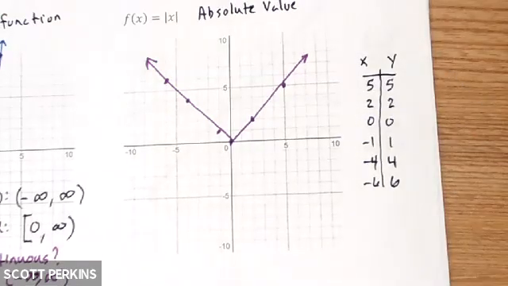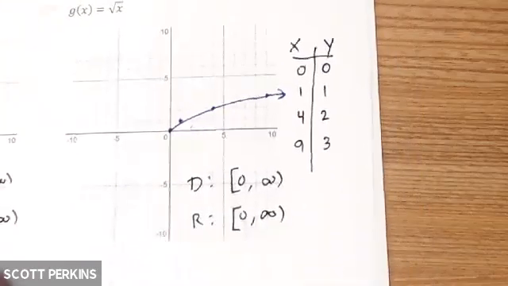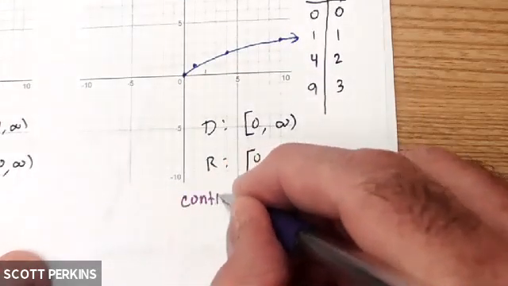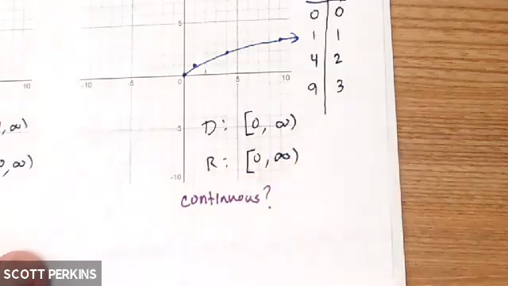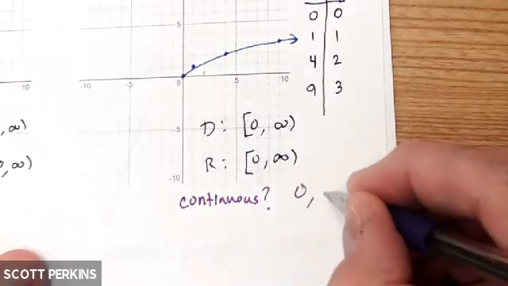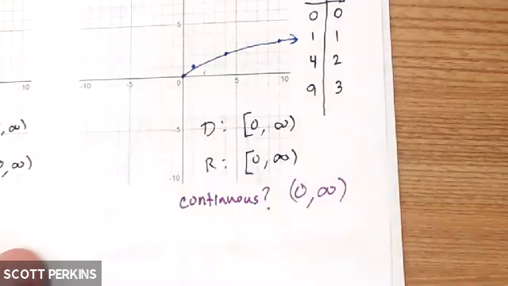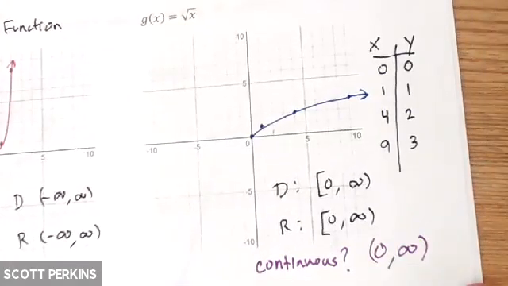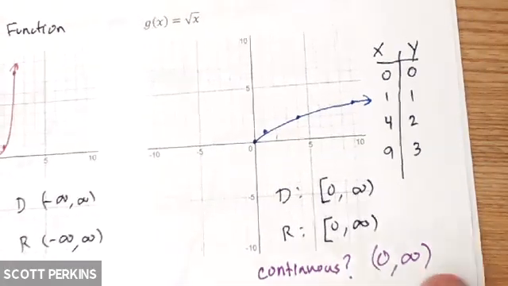In fact, the only one on the front that's not is my square root. If I asked you where the square root was continuous, what interval would you say? Yeah, 0 to infinity. It doesn't even exist anywhere else. There we go. Questions, comments, concerns? Fun stuff with functions. What a great day.